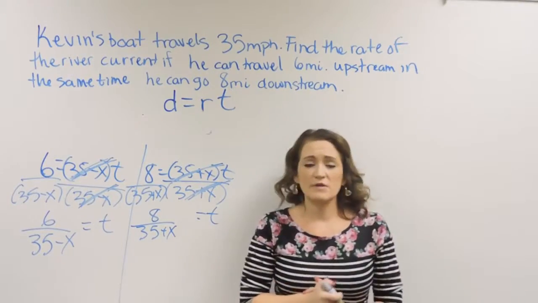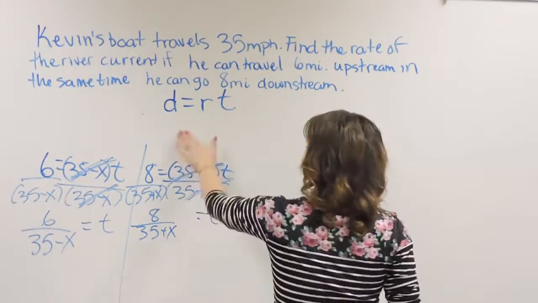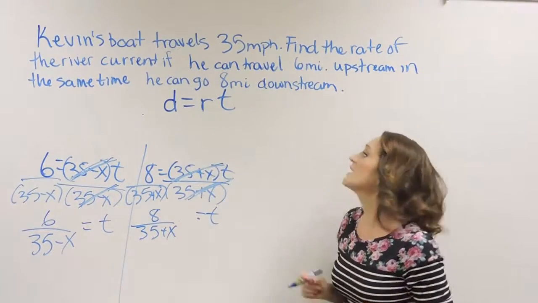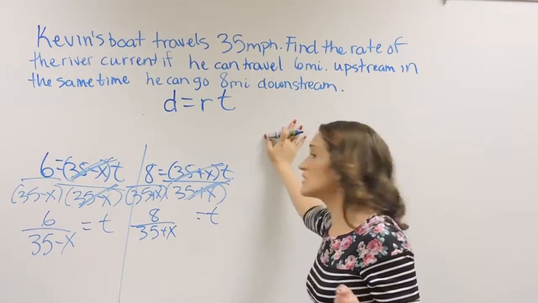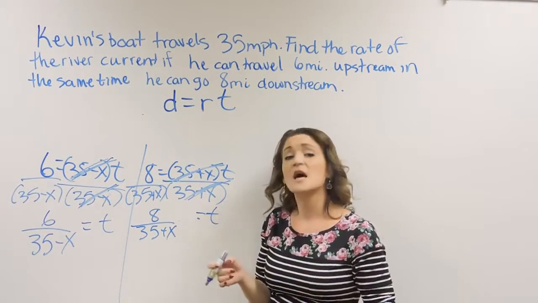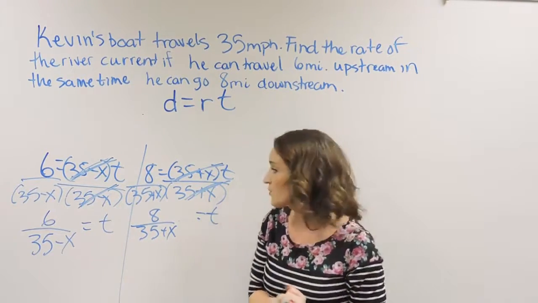So it's very, very important that we use the distance formula. Distance is equal to rate times time, and that we understand how to plug into the distance formula, specifically going upstream or downstream. Again, if you're going with the current, that's a plus x. Against the current, that's a minus x tacked onto that rate.